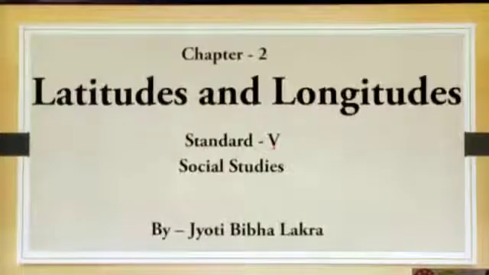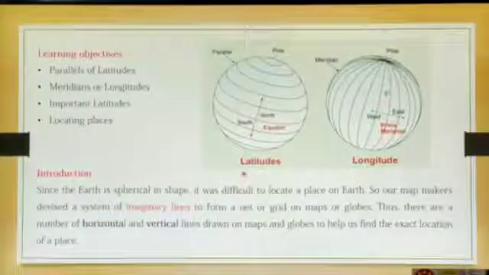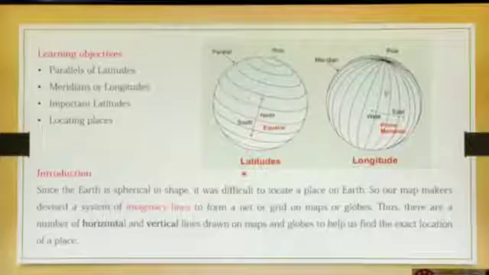Standard 5. Today we will be learning latitudes and longitudes, chapter number 2. By latitudes and longitudes, what do we understand? Some kind of lines drawn on the globe or the map that we can see. We will clarify everything in this chapter.